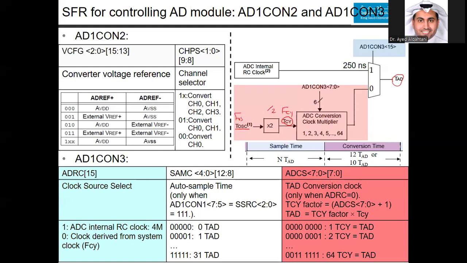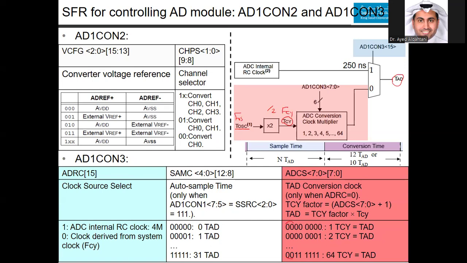Now you have 8 bits. And notice the options that you have. Even though you have 8 bits, that's 2 to the power of 8, which is 256, you use only the least significant 6 bits of them. These 2 most significant bits are always 0. This is to match different families of the PIC24.